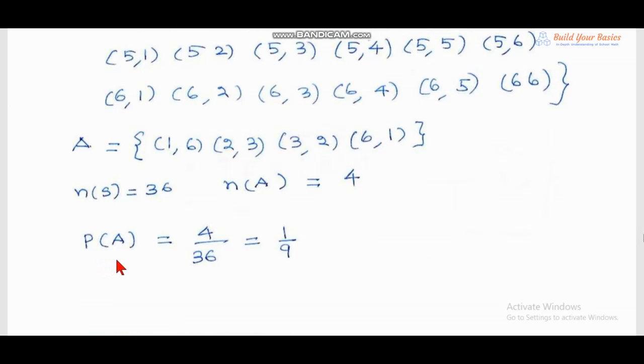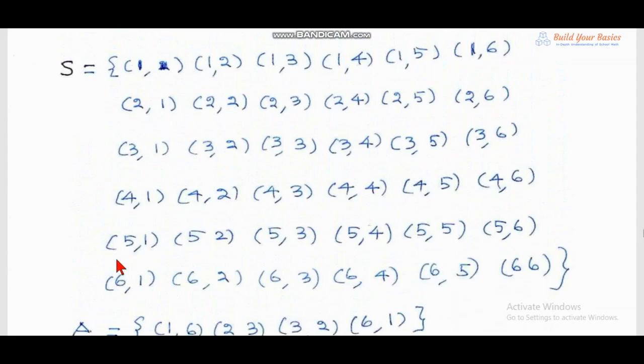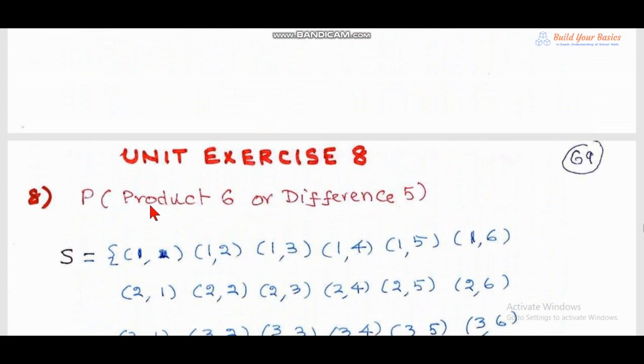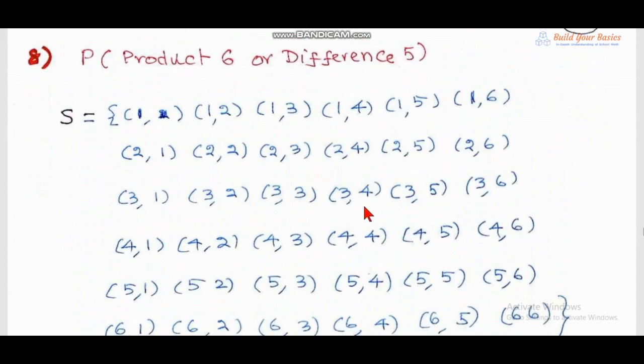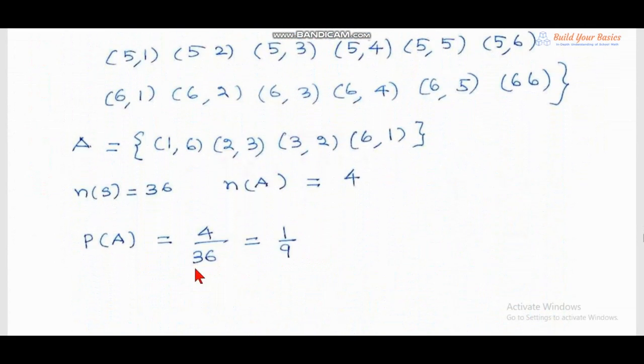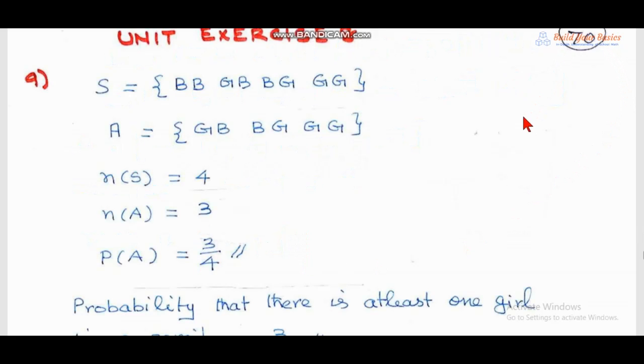So the probability of getting product 6 or difference 5 of face numbers is 4 by 36, number of elements in A divided by number of elements in S, that is 1 by 9. That's all.